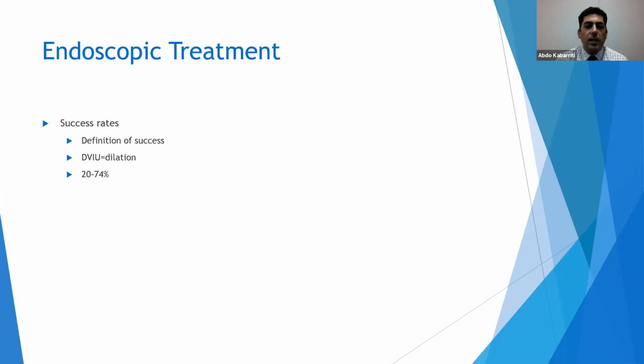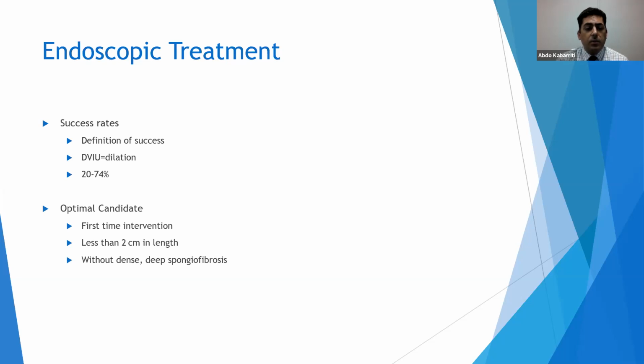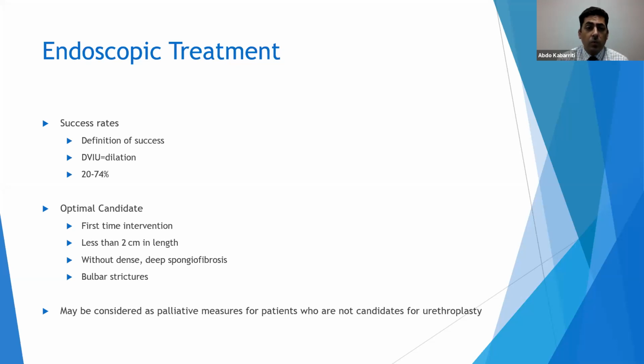DVIU and dilation have very, very similar outcomes. And depending on which study you look at, their success rates could range anywhere from 20 to 74%. Now, the optimal candidate for an endoscopic treatment is somebody who has never had any intervention, whose stricture is less than 2 centimeters, and you could even use 1.5 centimeters in length, without any dense or deep spongiofibrosis, and located in the bulbar urethra.